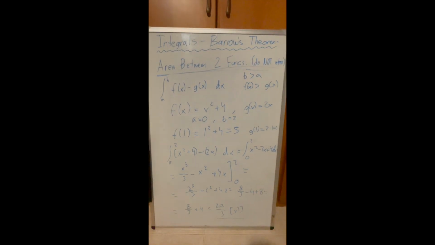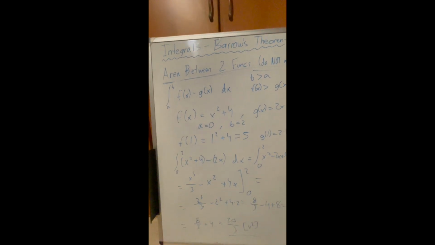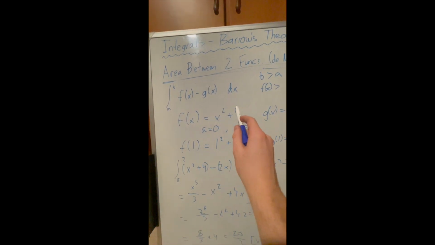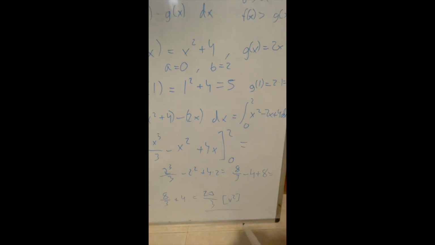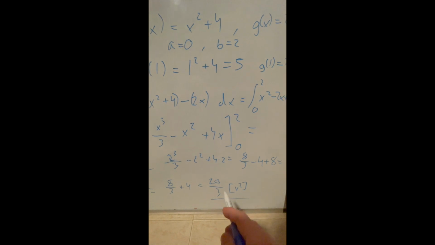The area in between f of x, x squared plus 4, and g of x, 2x, between point 0 and 2 is going to be 20 over 3 units squared.